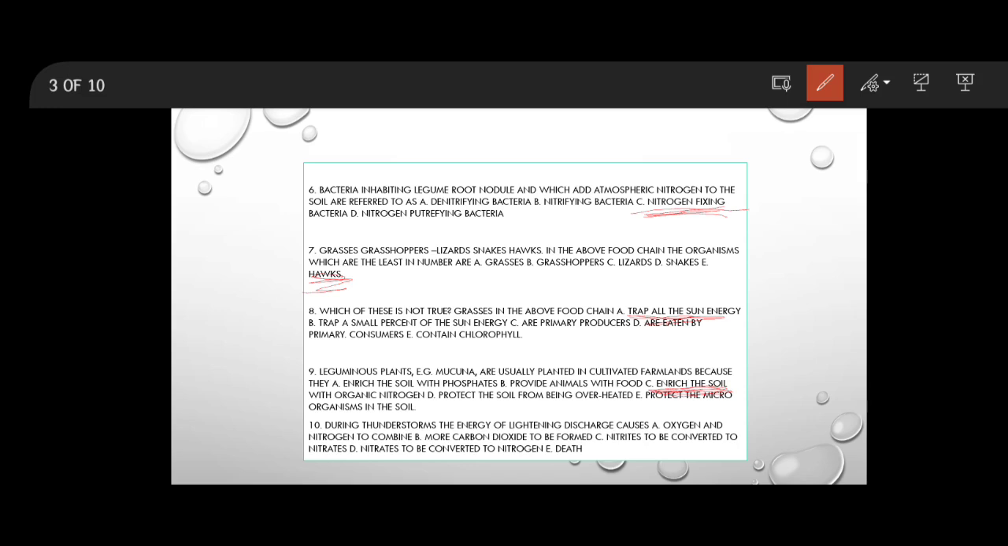Now let's check the options. Which of the options will now make sense? You see, the only one that makes sense there is option A: oxygen and nitrogen combined to form nitrogen 2 oxide, which is further oxidized to nitrogen 4 oxide. All other options are not making sense. So our answer will be option A.